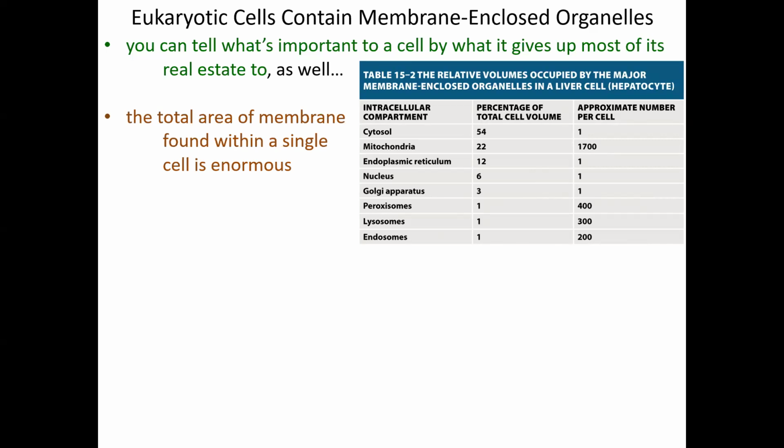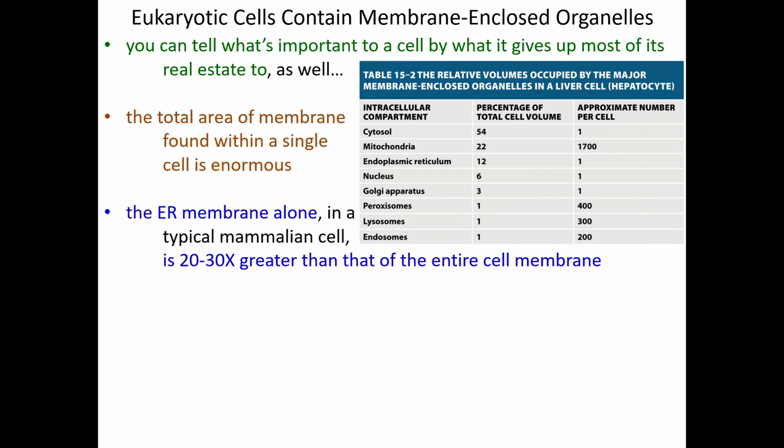The total area of the membrane found within a single cell is enormous. The amount of membrane in a cell is huge. The ER membrane alone usually makes up 20 to 30 times the amount of membrane of the cell membrane. Remember, this is a surface area to volume issue. So the ER membrane is highly articulated. It's tubes, it's folded, it's stacked, so you can squeeze a lot more membrane into space. We talked about that with the inner mitochondrial membrane, right? It's all folded up to increase surface area.